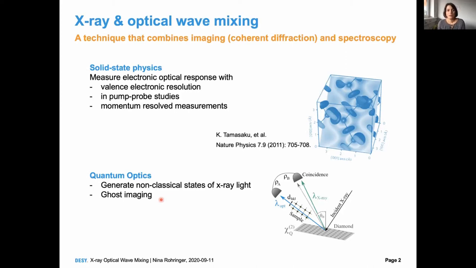It could be used in pump probe settings. And the big advantage for solid state physics is that it's a momentum resolved measurement, such as resonant inelastic X-ray scattering, for instance. But it would give a direct probe of the electronic structure. And since it's a quantum optical effect, one can generate non-classical states of light. One could transfer coherence from laser light to FEL light, maybe at some point, and employ methods such as ghost imaging.